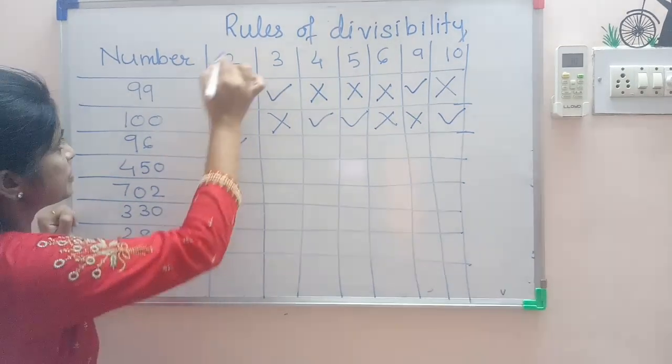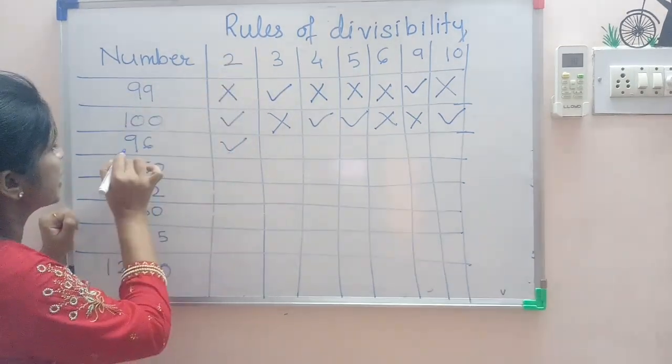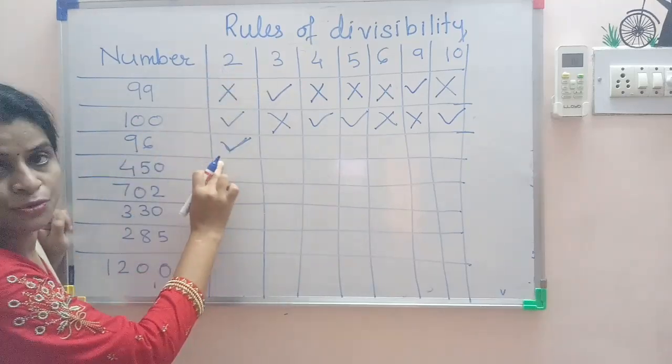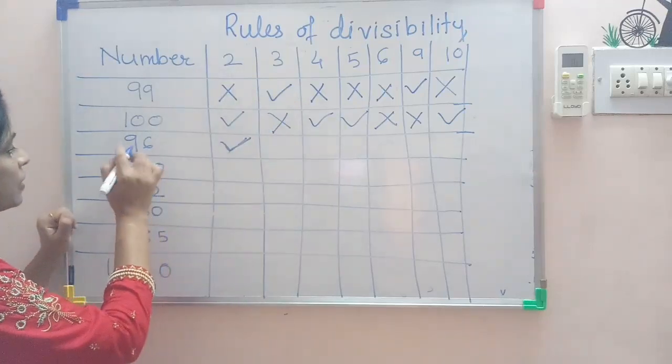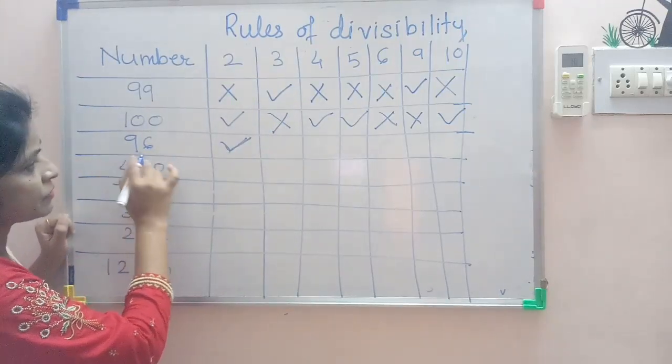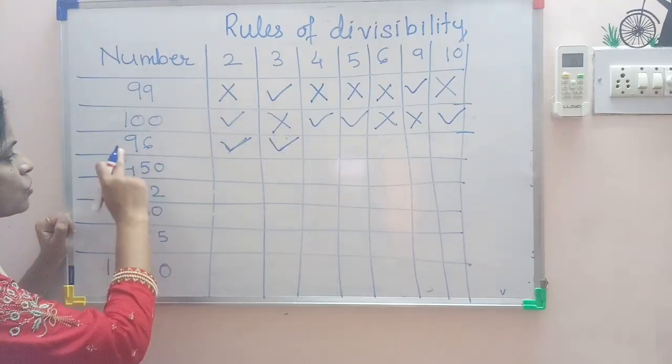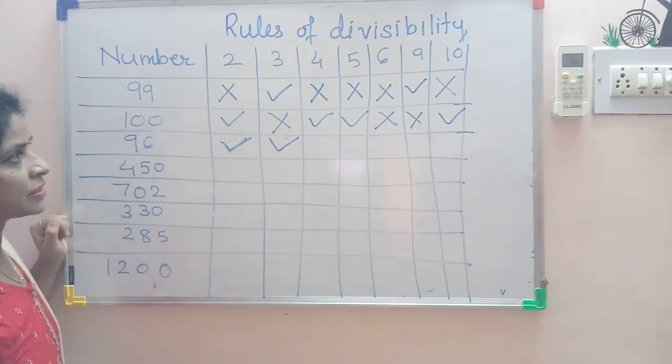Now let's see the divisibility rules for the number 96. By 2: the last digit is 6, so it is divisible by 2. The next is 3. 9 plus 6 is 15. 15 is divisible by 3. So the given number is divisible by 3.